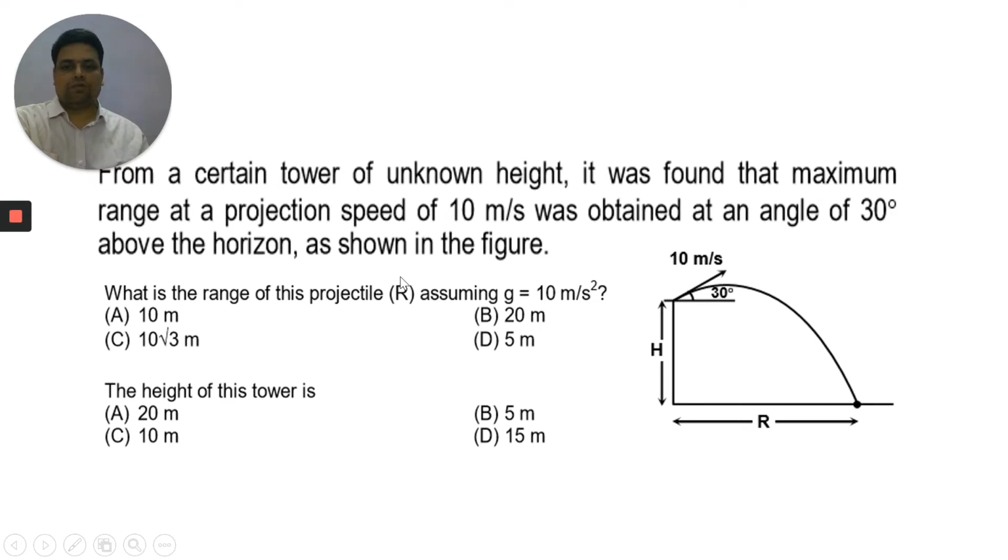From a certain tower of unknown height h, it was found that the maximum range at a projection speed of 10 meter per second was obtained at an angle of 30 degrees above the horizon, as shown in the figure. You are asked to give the range of this projectile, given g is 10, and what is the height of the tower. These are the two questions we could see in this problem. Firstly, let's go to the working of projection from the top of the tower.